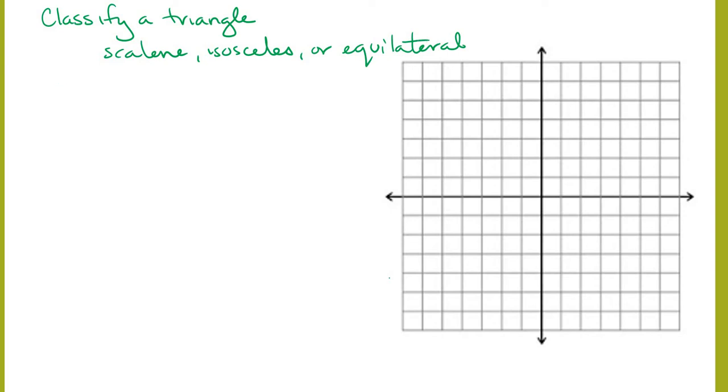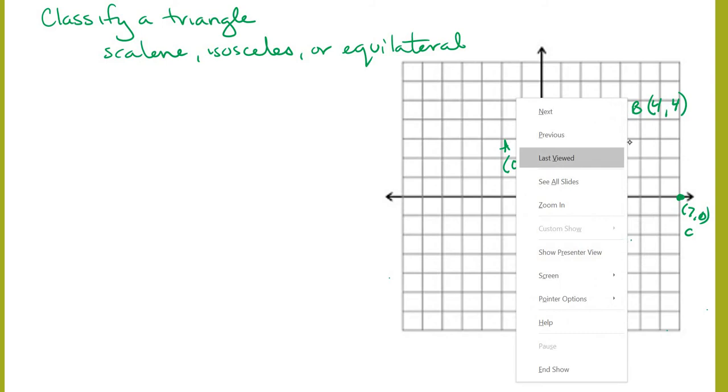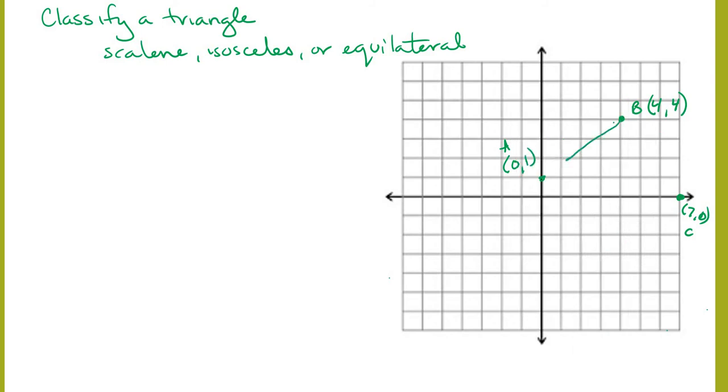So I'm going to look at this triangle. Point A is going to be 0, 1. B is going to be 4, 4. And C is going to be 7, 0. 1, 2, 3, 4, 5, 6, 7, 0. And that's point C. All right, so I want to know the distance of the three sides of this triangle.